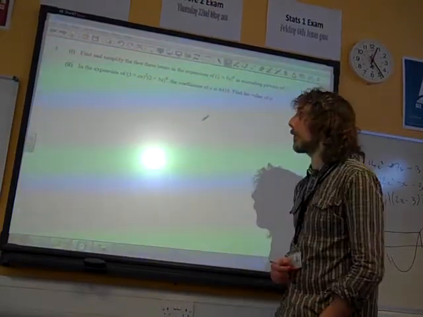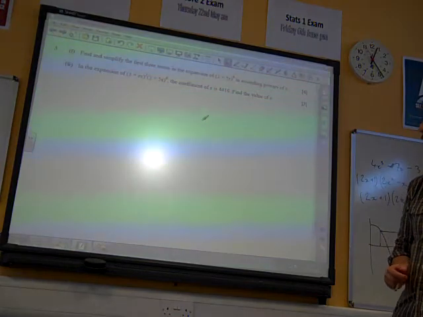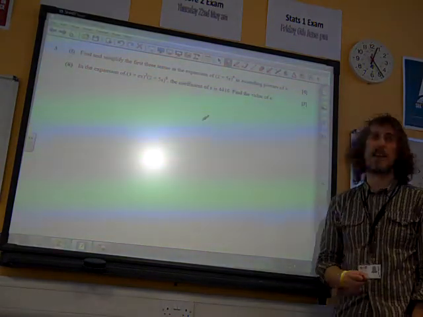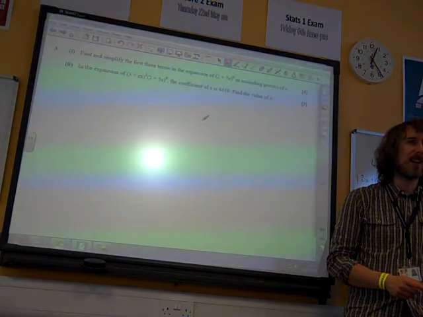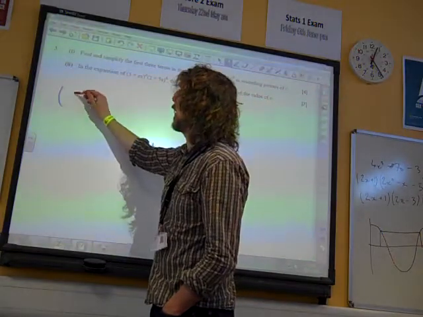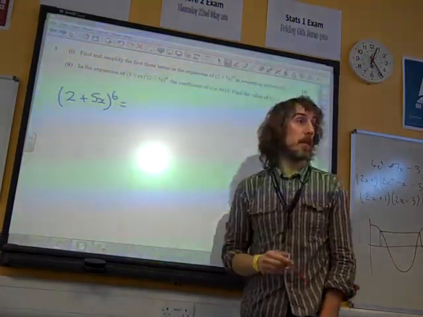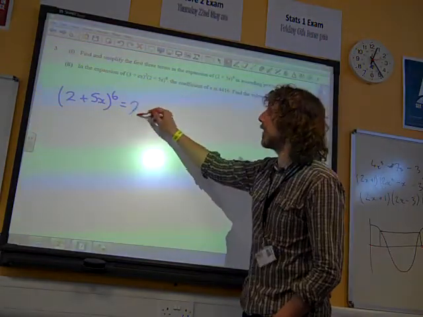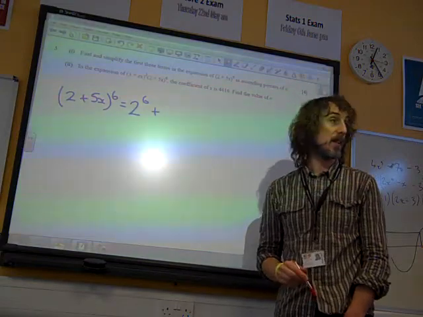Okay, question 3. Find and simplify the first 3 terms in the expansion of (2 + 5x)^6 in ascending powers of x. I love binomial expansion, so I felt really confident when I was doing this. I said, I'm just going to go straight into it. Remember what happens: it's the first term to the 6, then we would have 6.